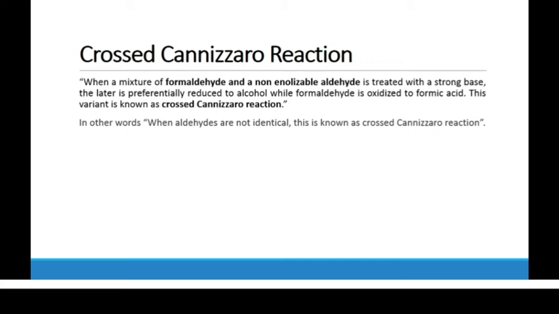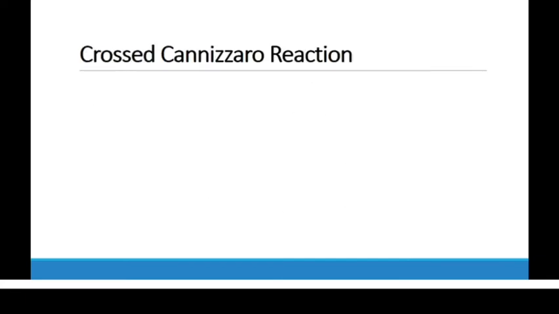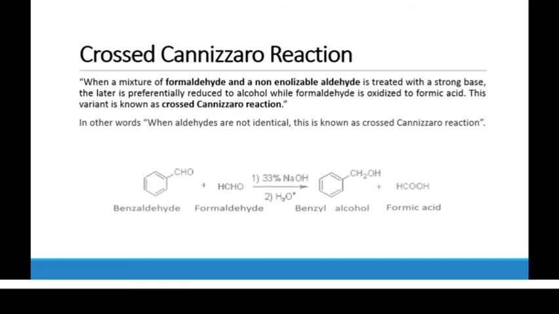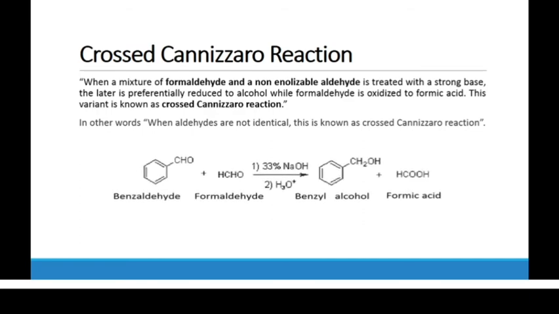This variant is known as cross Cannizzaro reaction. In other words, when aldehydes are not identical, this is known as cross Cannizzaro reaction. So if we have two molecules of aldehyde, one is benzaldehyde and one is formaldehyde, in the presence of 33% NaOH, 33% NaOH means it is in diluted form, then you have to provide hydronium ion H3O+ through acid workup. Then we have benzyl alcohol and formic acid.